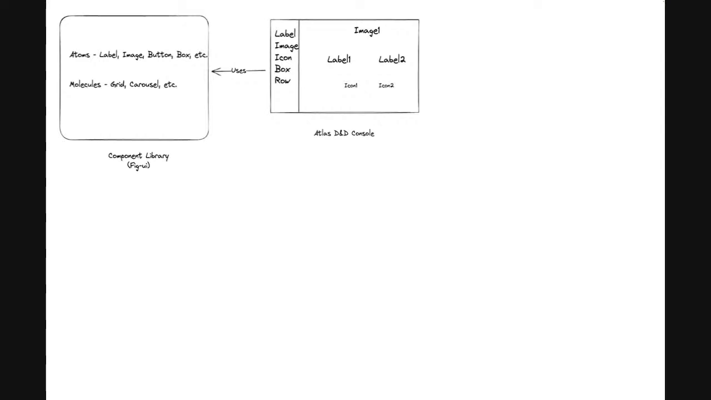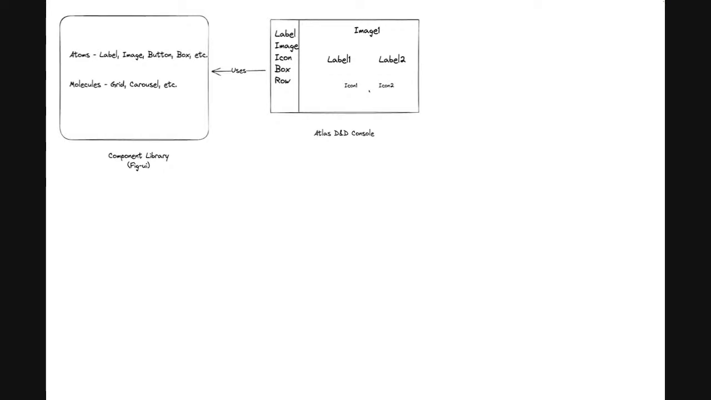Next, we came up with a drag and drop console. We call it the Atlas console, which uses this component library, and it allows you to create whatever layout you want using the atoms and molecules that are already part of our component library. So you can drag and drop a label or an image, place it on a canvas and create your layout. Here, for example, we are placing an image followed by a label and icons and so on.